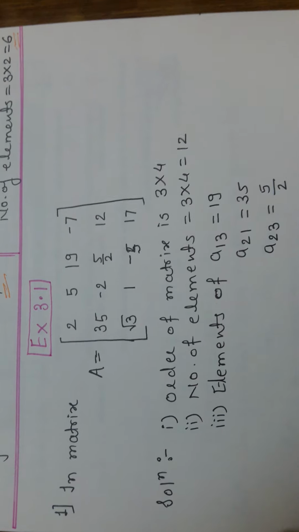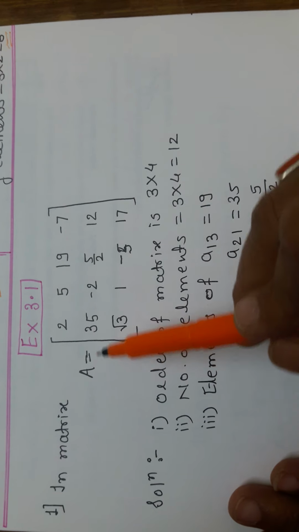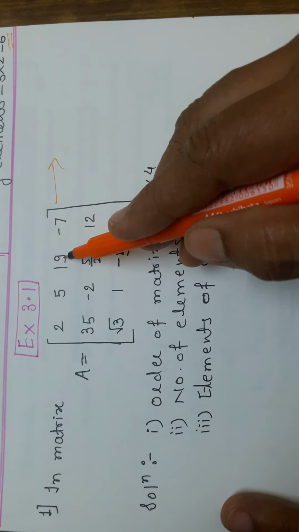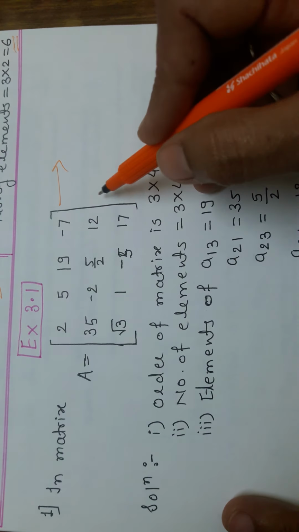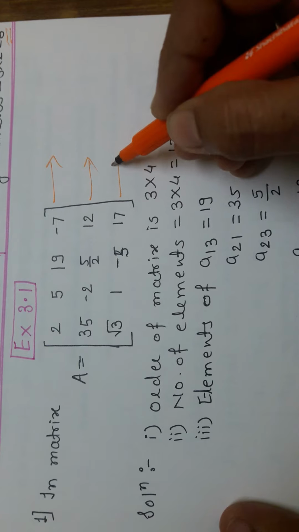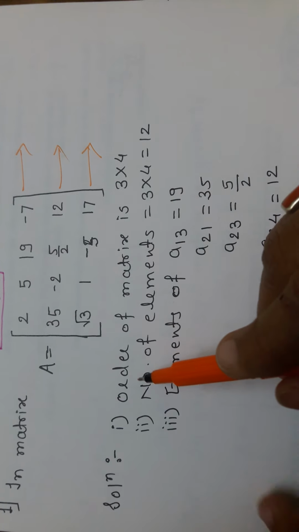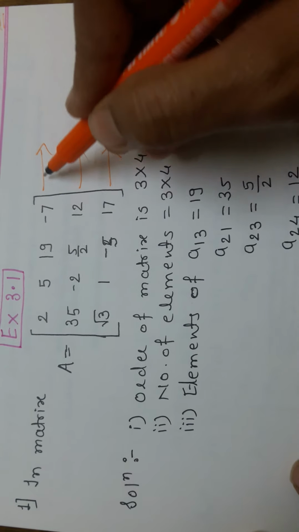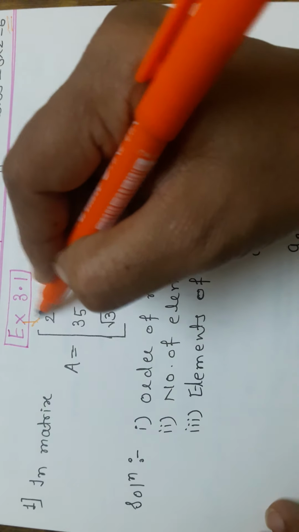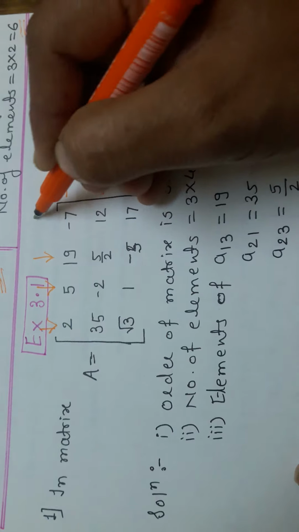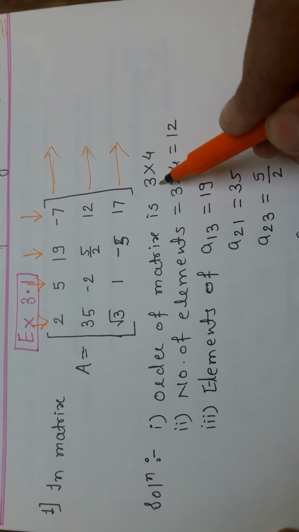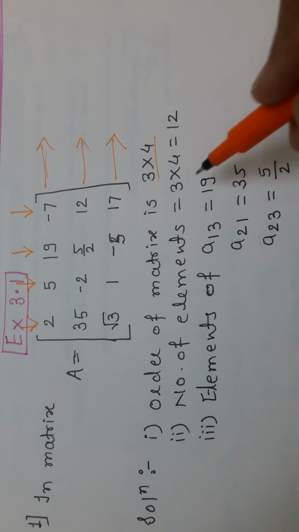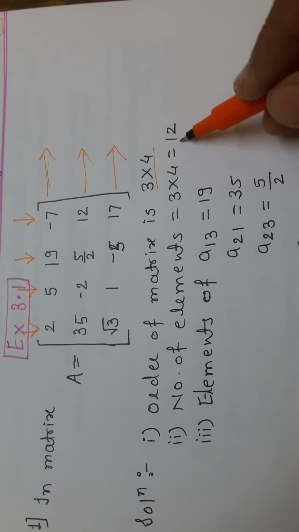Now we will start the exercise 3.1, first problem. In the matrix A, in the first row they had given 2, 5, 19, minus 7. In the second row these elements are given, in the third row these elements. So they had asked us the order of the matrix. So how many rows? 1, 2, 3. How many columns? 1, 2, 3, 4. So what is the order? 3 cross 4. Second question is number of elements. Number of elements is 3 into 4 means 12.